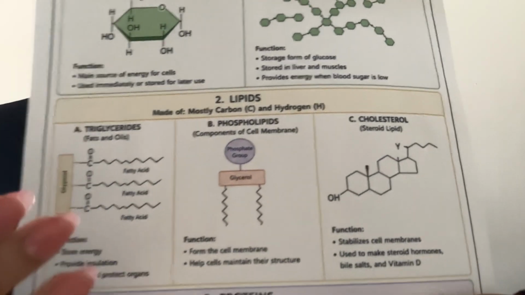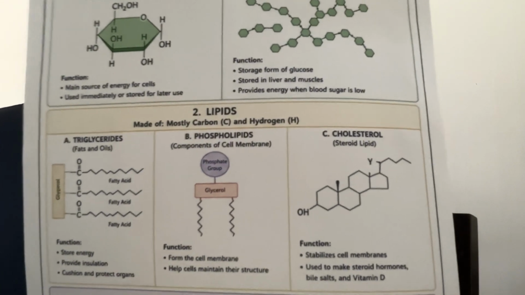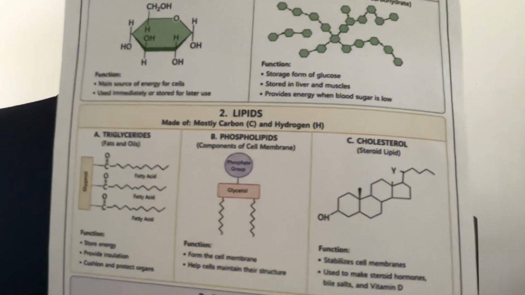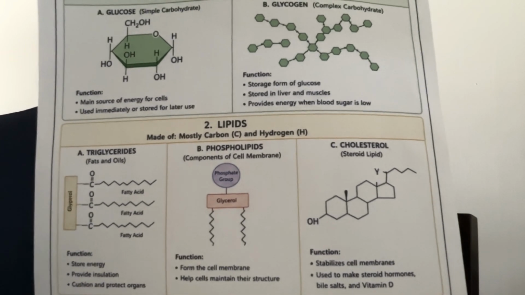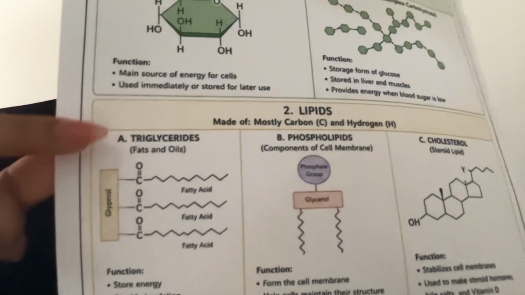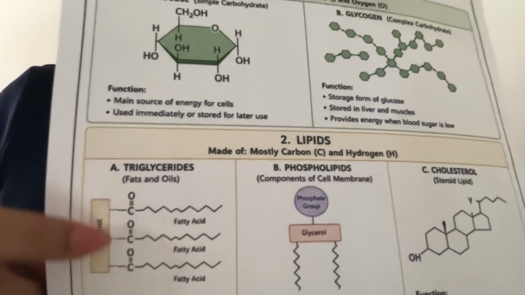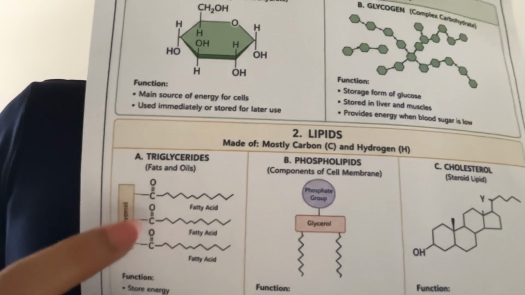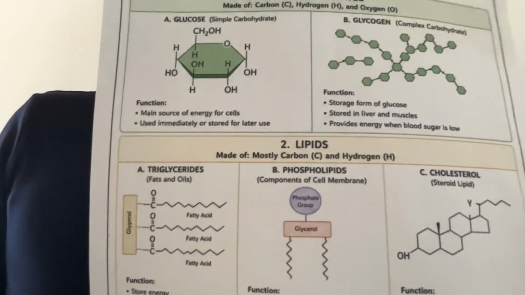As you can see right here, we also have the lipids, which are made of more carbon and hydrogen. There are three types of lipids: the triglycerides, the phospholipids, and the cholesterol. Starting with the first one, the triglycerides contain one glycerol and three fatty acids, as we see in the picture right here. It also stores energy.